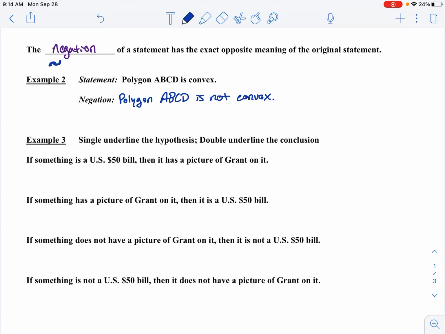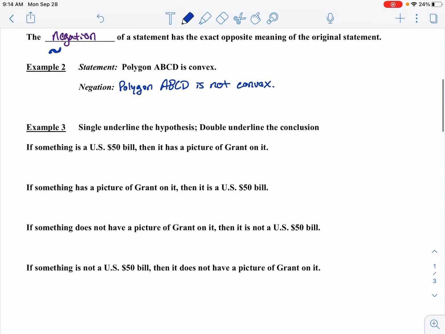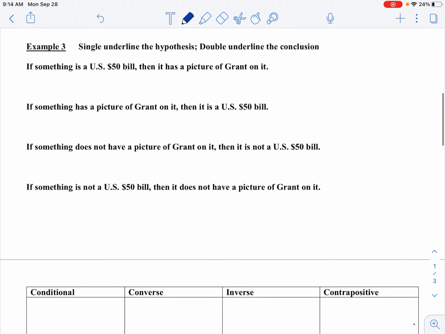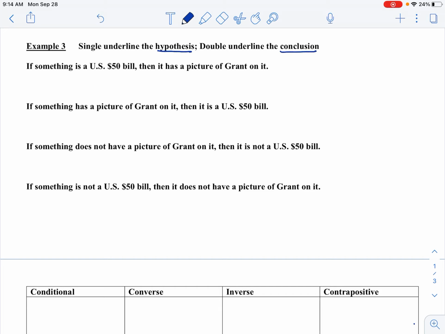So, kind of a lot there. To review what we've done, we have if-then statements: if hypothesis, then conclusion. Hypothesis is represented by P, conclusion is represented by Q, and negation gets us the exact opposite meaning of the original statement. So now a little practice of just identifying. They want us to single underline the hypothesis and double underline the conclusion. I'm going to reinforce here that it does not include if. It does not include then.